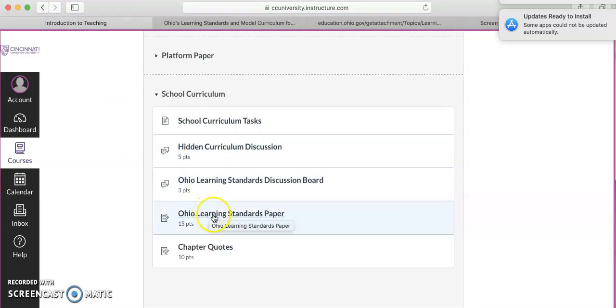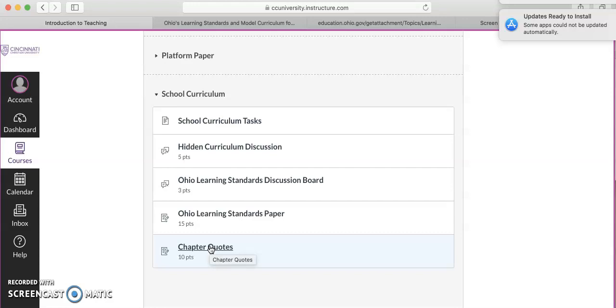Your chapter quotes for this chapter should have already been submitted last night by midnight, right here. If you haven't done that yet, I highly encourage you to do that just for late credit, but a 90% is way better than a zero.